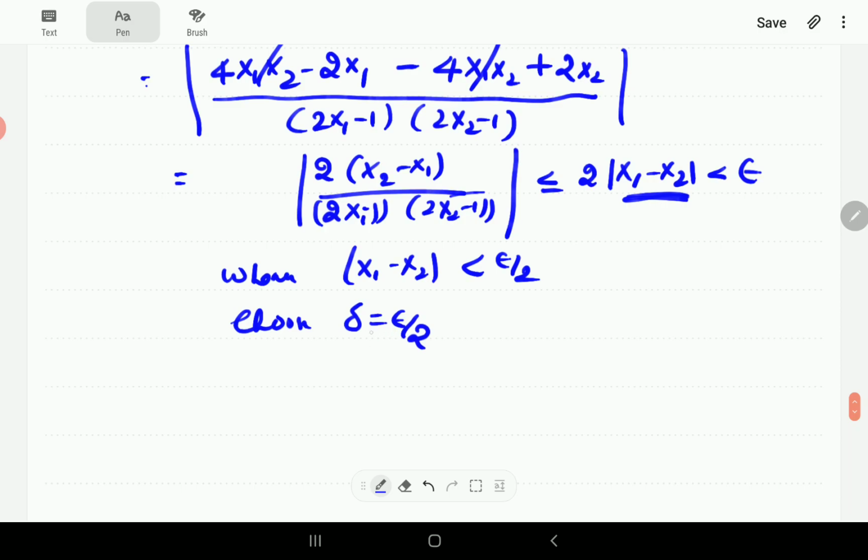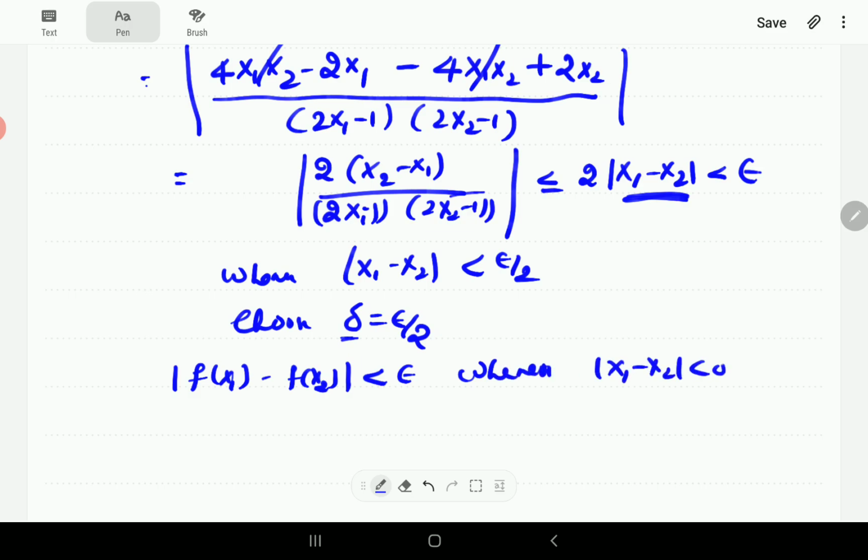As you can see, your delta is depending on epsilon here. So hence we got started with f of x1 minus f of x2, which is less than epsilon whenever your x1 minus x2 is less than delta. So this is the definition of what? Uniform continuity. So hence we say that f of x is uniformly continuous. Okay, this is how you will be solving the examples on uniform continuity.